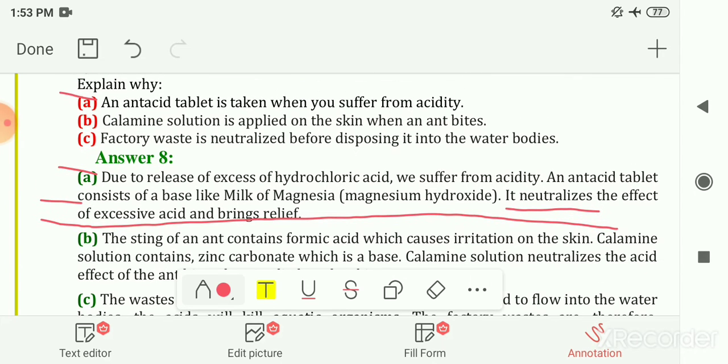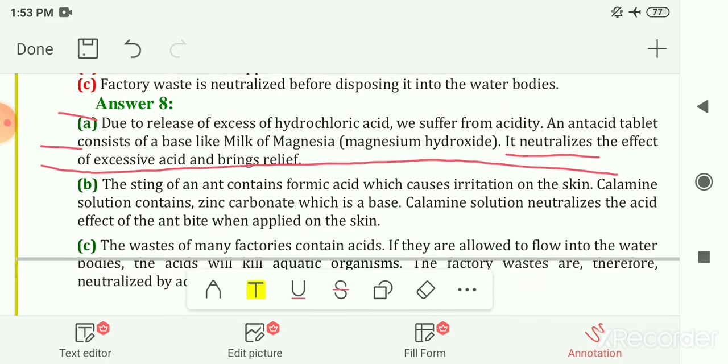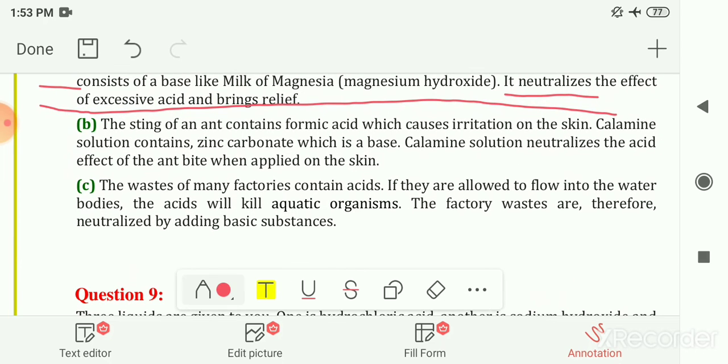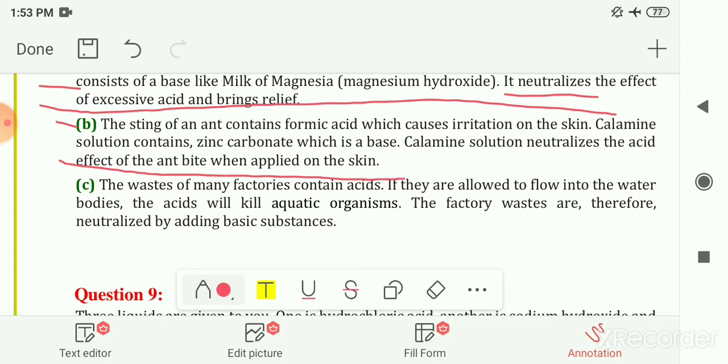Next, the second one: calamine solution is applied on the skin when an ant bites. When an ant bites, why do we apply calamine solution? The sting of an ant contains formic acid. When an ant bites you, it releases acid in your body, and the formic acid causes irritation on the skin.